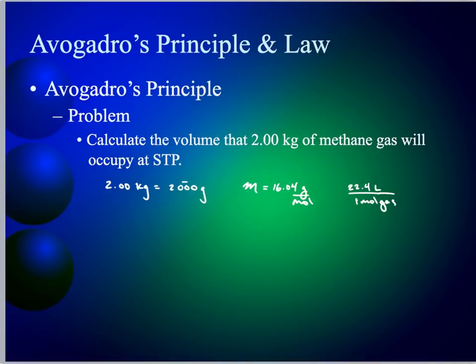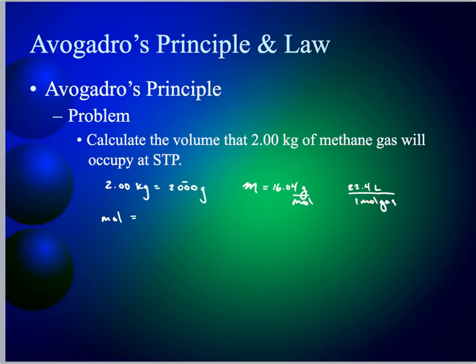Real quick practice problem using that information. It says, calculate the volume that 2.00 kilograms of methane gas will occupy at STP. We have this information that it's 22.4 liters per 1 mole of gas. So if I can figure out how many moles of gas this is, I can figure out how much space it's going to take up. I can figure out how many moles there are by taking the grams, which would be 2,000, that's the 2.00 kilograms multiplied by 1,000, divided by the molar mass. So let's do that.